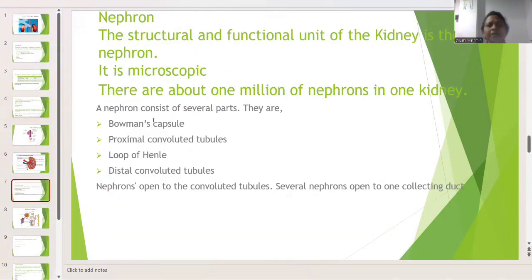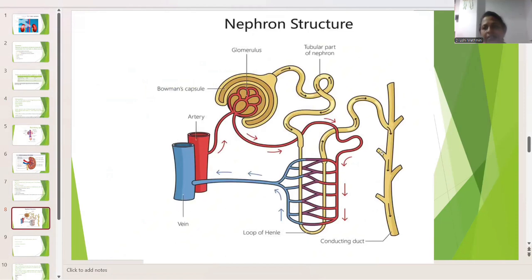Here are the parts. Nephrons open to the collecting ducts. Several nephrons open to one collecting duct. Here is the collecting duct. So you can see several nephrons open to one collecting duct.